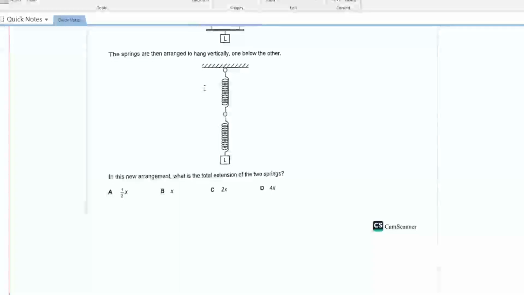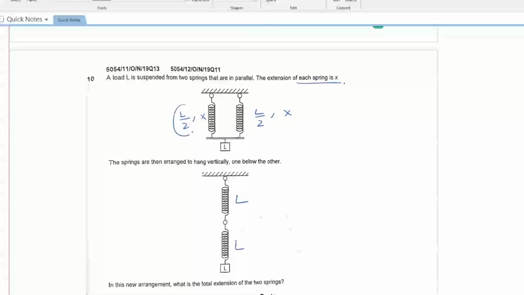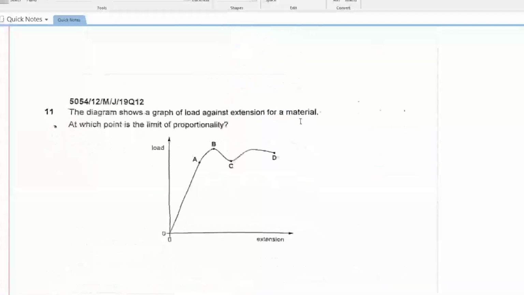Okay. The springs are then rearranged to hang vertically as shown below. Okay. Now, this spring will have L force and this spring will have a force of L. Can you see the forces have doubled from L upon 2 to L? The extensions will also double from X to 2X. This will also become 2X. The total extension will become 2X plus 2X. That is 4X. D is your answer.